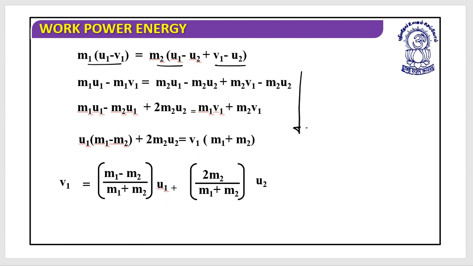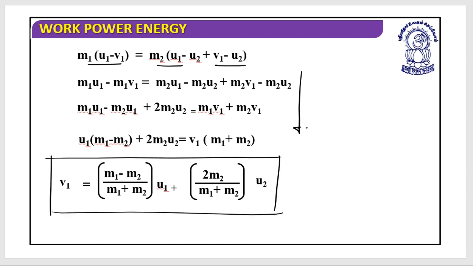And by simple mathematics, what I can have is v1 equals m1 minus m2 upon m1 plus m2 into u1, plus 2m2 divided by m1 plus m2 into u2. I hope this is clear. Is it clear? So please do remember this. This is very, very important. It is the final velocity of the first object after collision.